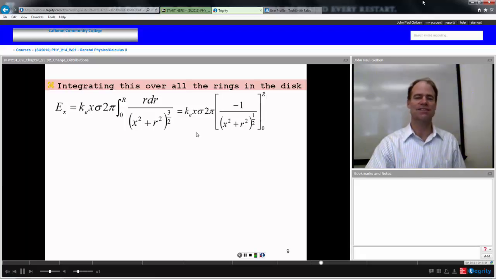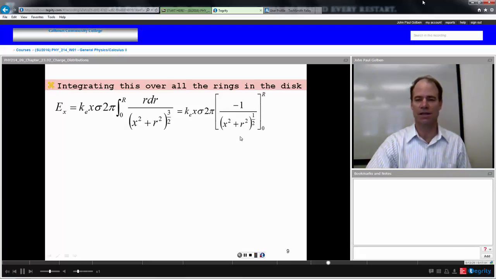That integration is actually a negative 1 over x squared plus r squared to the 1/2 power. In other words, if you took the derivative of this result, you would get what's inside the integral here, r dr over x squared plus r squared to the 3/2, as you decrement this negative 1/2 in the denominator.